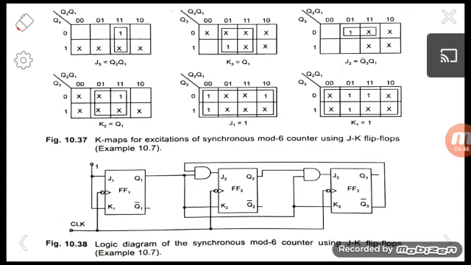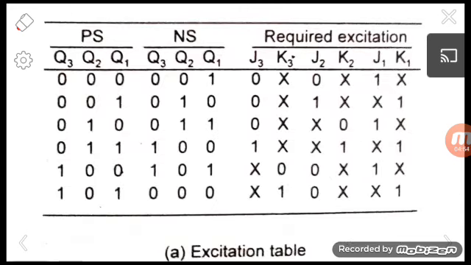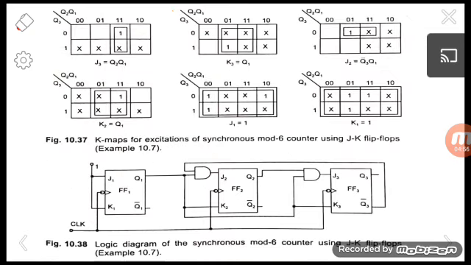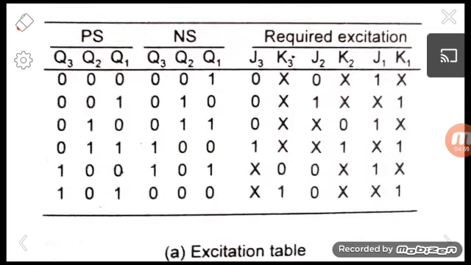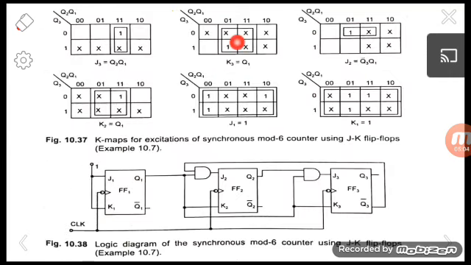The value of J3 we obtain like that, with Q2 Q1. We should be very careful, because there is a chance of a false entry in the corresponding cells, so be very careful when entering the J3 and K3 values in the corresponding cells. Here K3 is Q1, J2 is Q3 bar Q1, K2 is Q1, J1 is 1 and K1 is 1. Based on these values we construct our circuit.